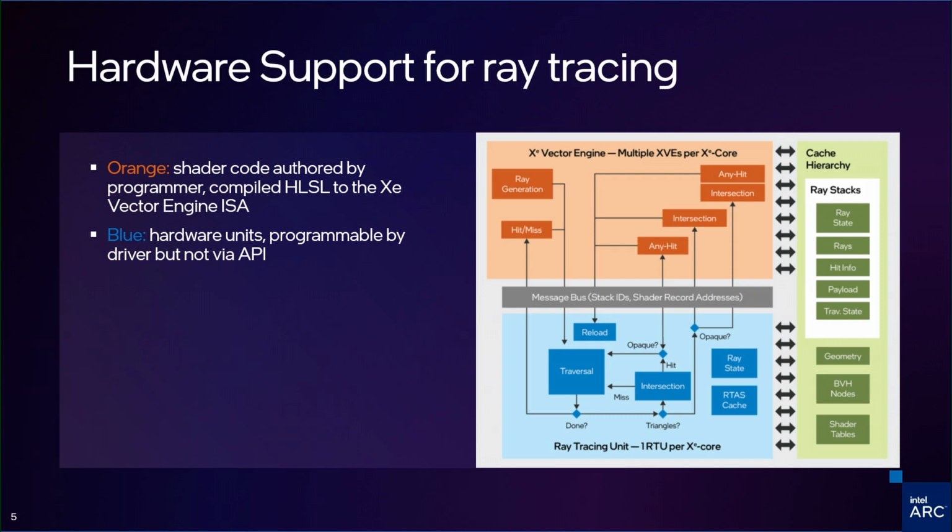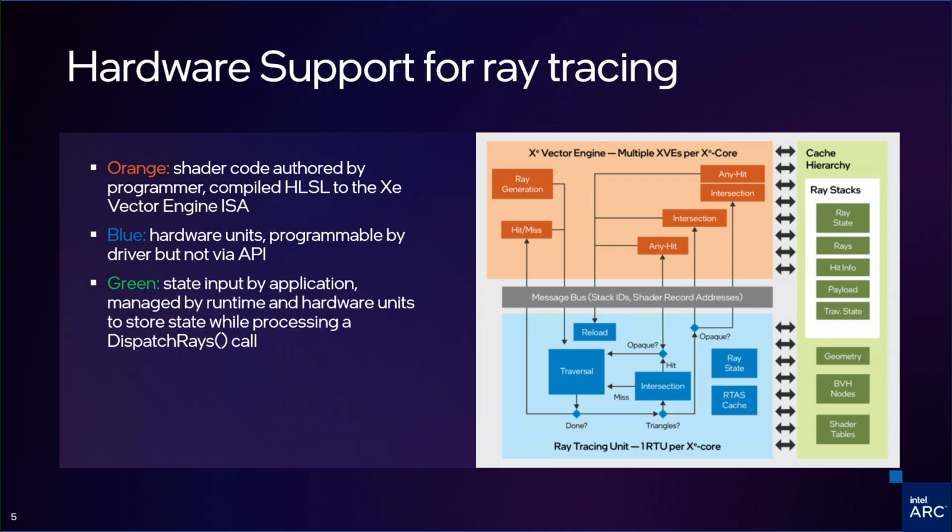The final component here on the right-hand side is all of the state that we need to manage. And for ray tracing, we need to manage a lot of state. Every ray is going to have its own state. You also have all of your geometry, including your BVH nodes and the shader tables that I mentioned previously. So all of that's contained in memory, and those are the green components on the right-hand side.